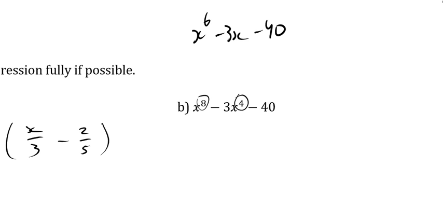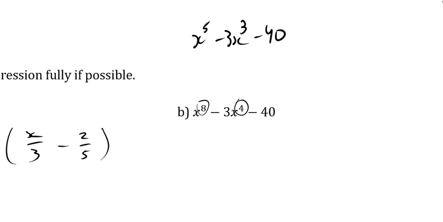What if it was x to the 6 and x to the 3? Yes, that would work because one of them is double the other one. What if it was x to the 5 and x to the 3? No, that's not factorable. Do you understand what I'm saying? So it has to have that relationship where this exponent is twice that exponent.